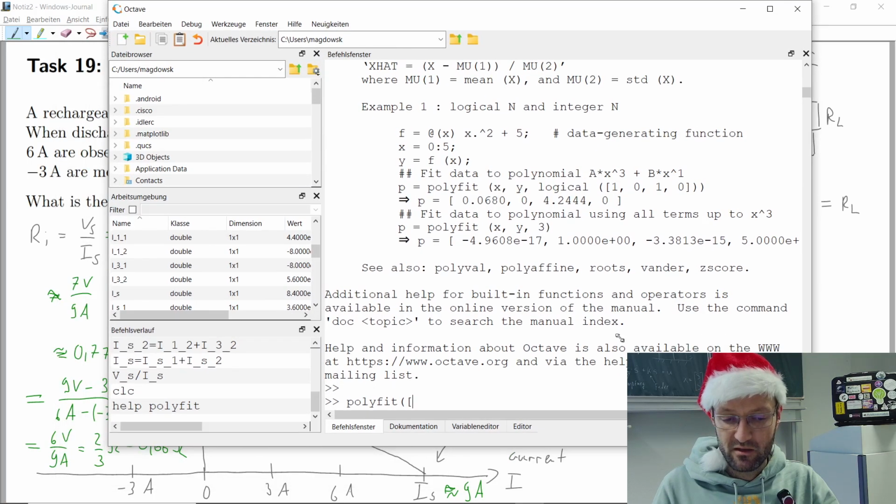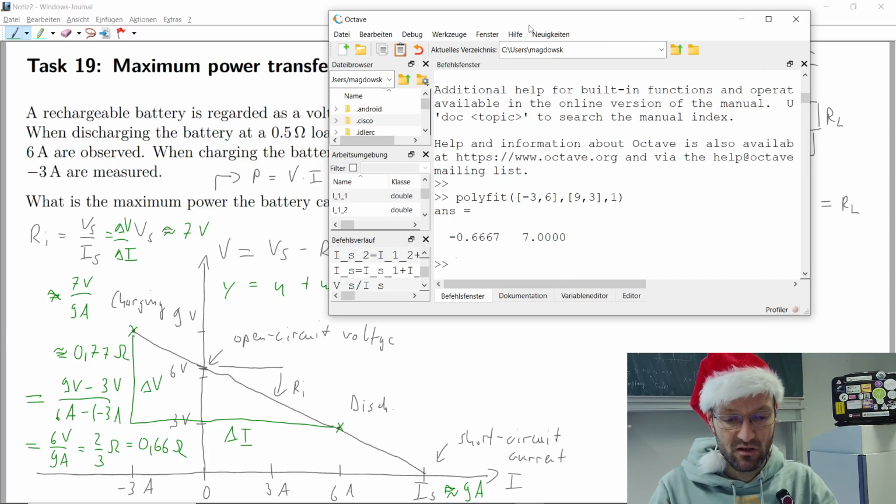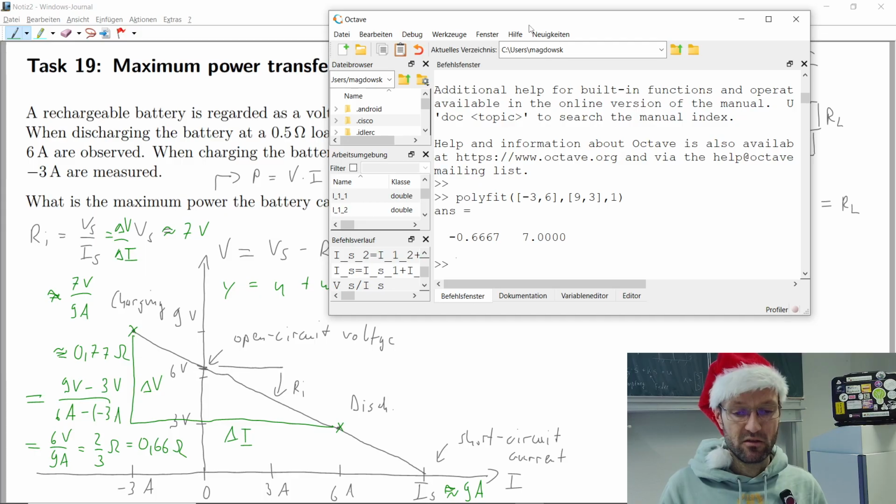once again, if we take a look at the schematic, the x values are 3 and 6 ampere, right? And the y values are 9 volt and 3 volt. And then I'm not sure if we want to have a linear function. What is the degree of the linear function? I would try 1 at first.